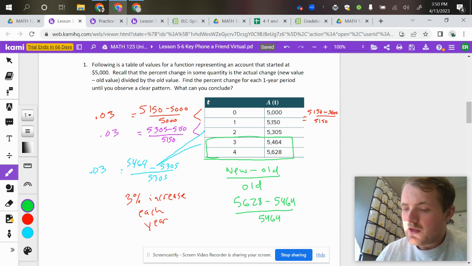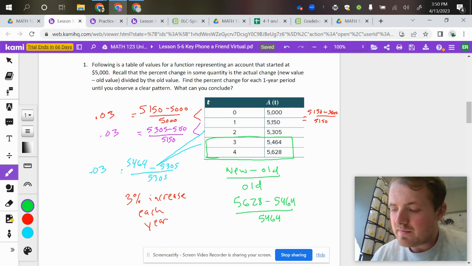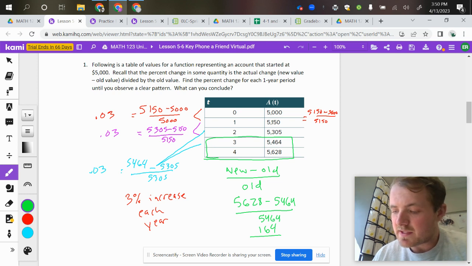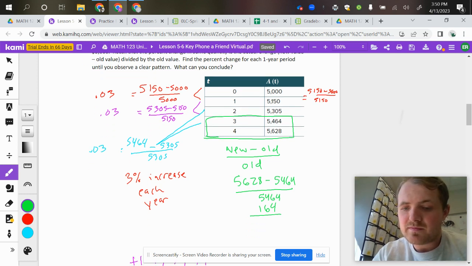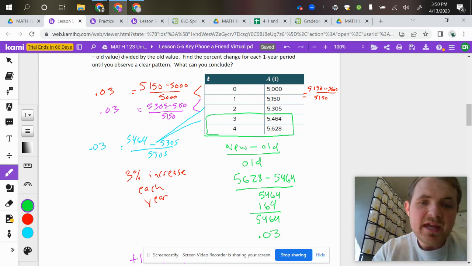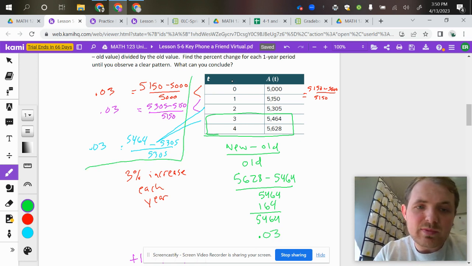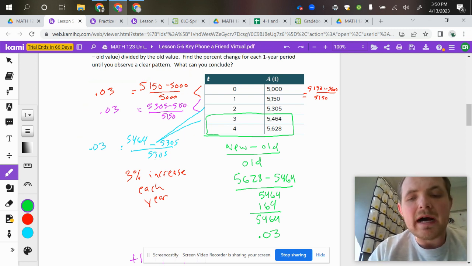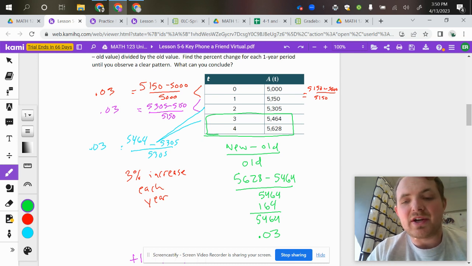Now, when I subtract those on top, I get 164, all divided by 5464. You will see that that turns into 0.03 if you do that on a calculator. If you look at the other examples in blue, purple, and red over here, you get that exact same number. It's a little rounded, but that's okay. You get a 3% increase each year.